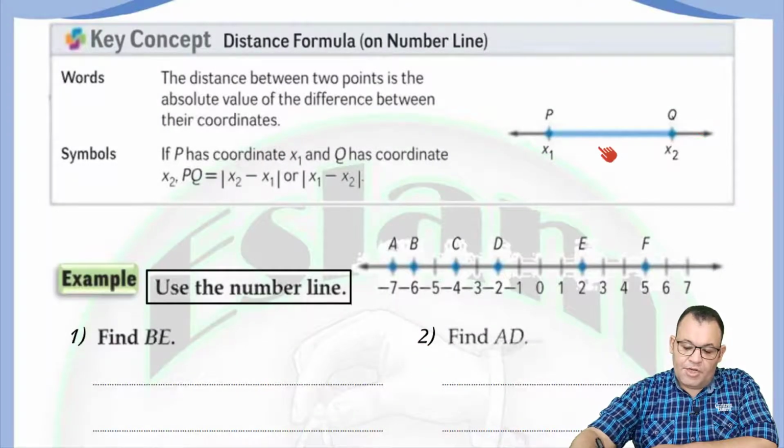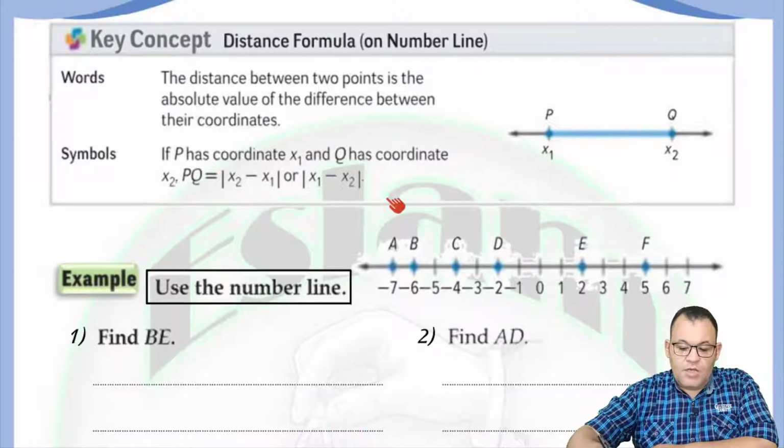Suppose that we have a number line. The value of P is x1 and the value of Q is x2. To find the length of PQ, it will be equal to the absolute value of x2 minus x1 or x1 minus x2. It doesn't matter if you start from P to Q or from Q to P, because you write both of them inside the absolute value. Because you write it inside the absolute value, the answer will be a positive value.